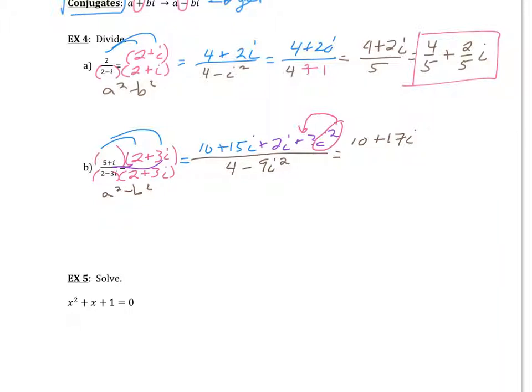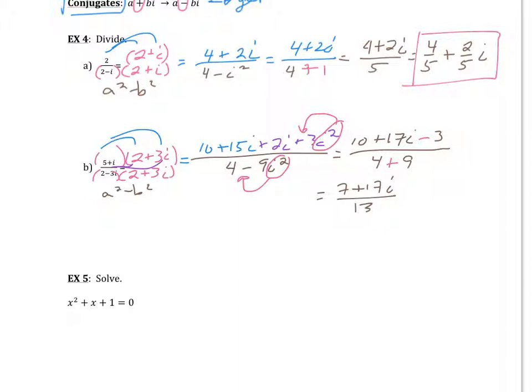So we get a negative 3 all over 4. And again, we have this pesky i squared, which is going to change that sign to a positive, and then we have a 9. So now we have 10 minus 3 is 7, plus 17i, all over 13.